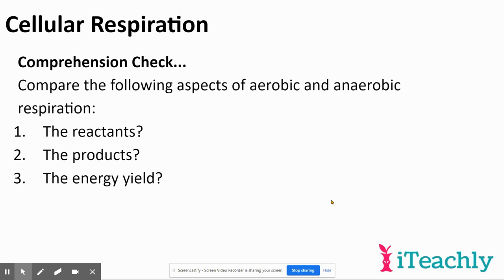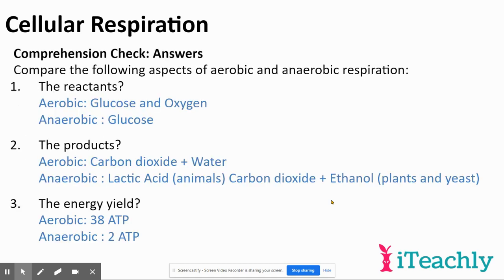Okay, so compare the following aspects of aerobic and anaerobic respiration. This would be good to know. The reactants of aerobic respiration are glucose and oxygen. Anaerobic does not use oxygen. The products of aerobic respiration are carbon dioxide and water, and anaerobic produces lactic acid in animals and carbon dioxide, and it also produces ethanol in plants and yeast.